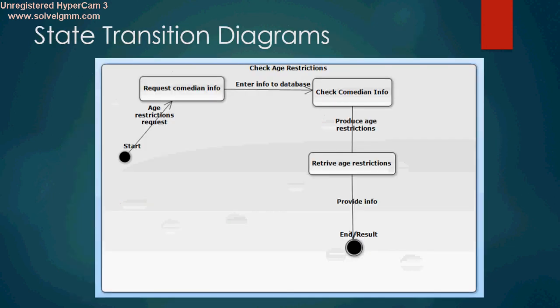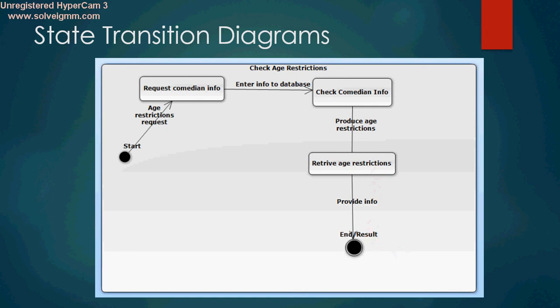From the robustness diagrams, we can then create state transition diagrams. So these have to have a start and an end and display when there is a change in the system or a state change. So the start would be an age restrictions request from the Comedian, which would then request the information, enter into the database, check the Comedian information, and then it would produce the age restrictions, followed by retrieving the age restrictions, which would then provide the information back to the Comedian.